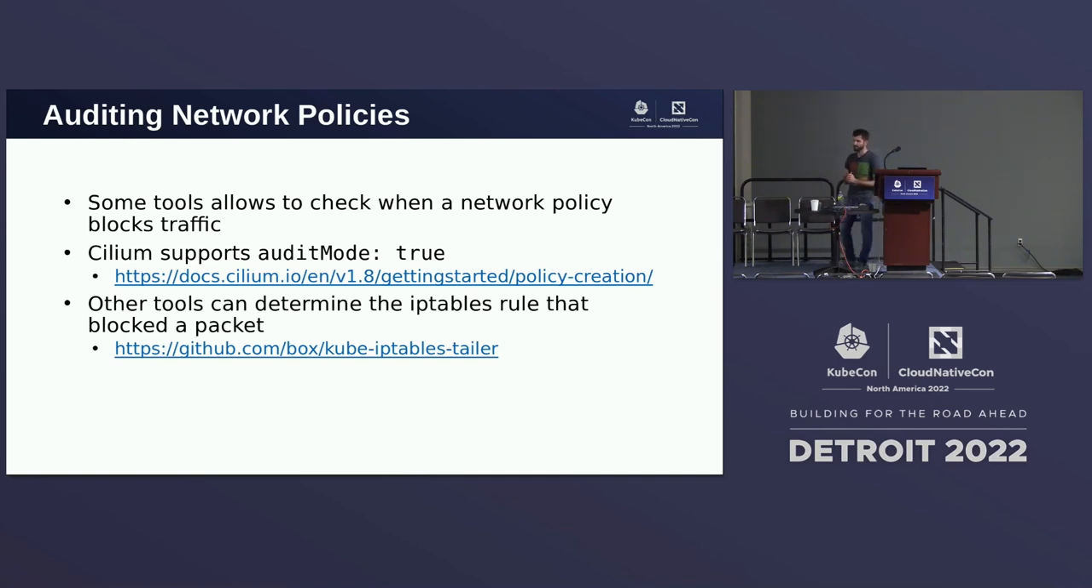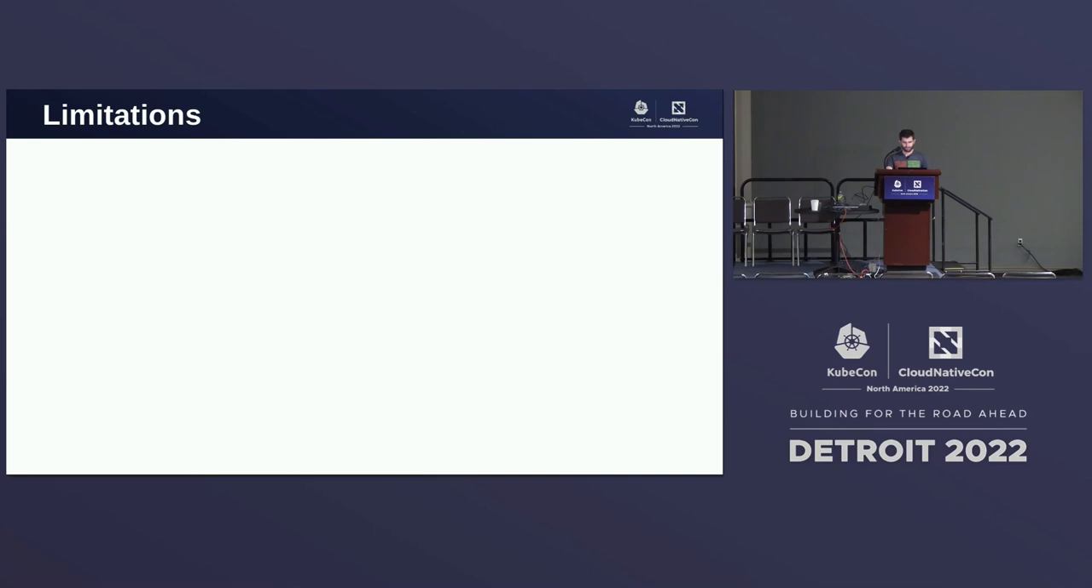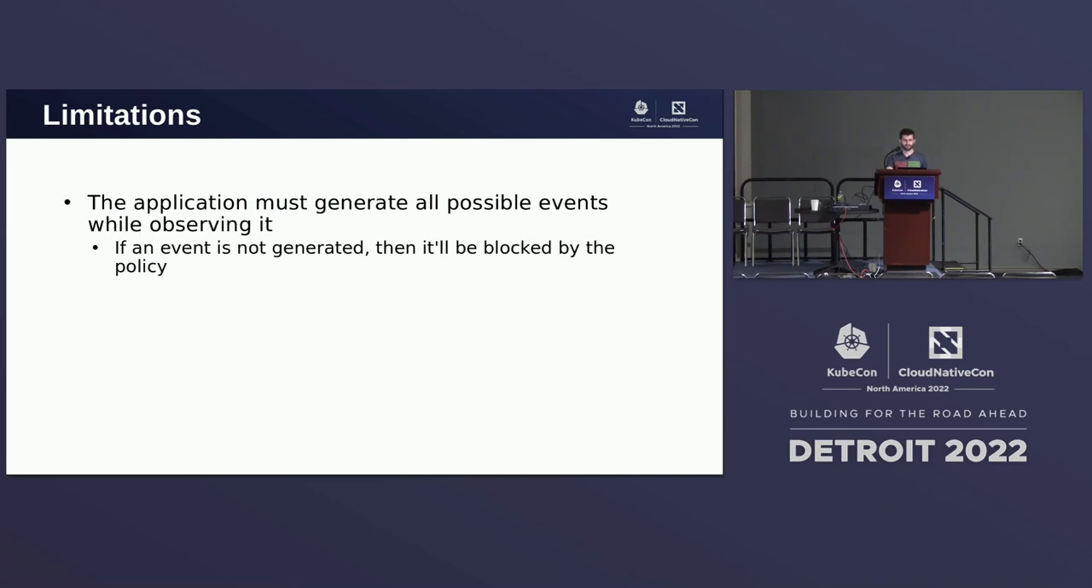If you are not using Cilium, there are other tools that can do the same at the iptables level. But yeah, in this case, you have to find a way to correlate the iptables rule with the network policy that is dropping the packet. So yeah, just to finish here, I want to discuss the limitations of this approach.